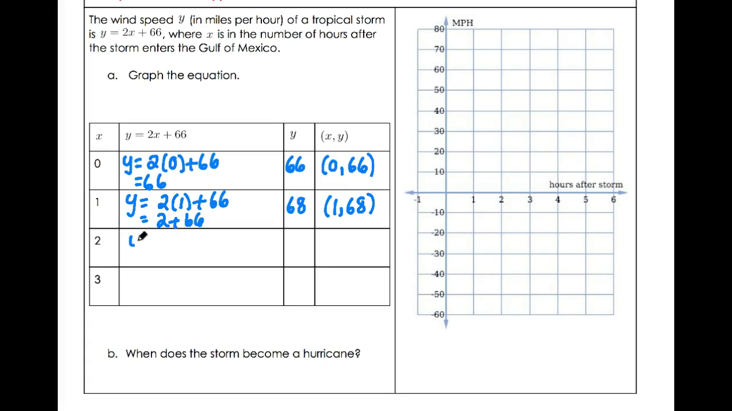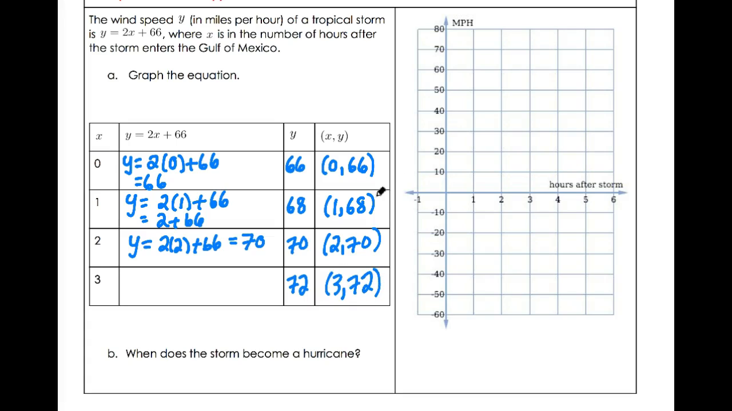Plug in 2, you get y equals 2 times 2 plus 66. 4 plus 66 is 70, so you get 2, 70. And last, look at 66, 68, 70. The last one's going to be 72. I know the pattern, so I'm not going to substitute there.